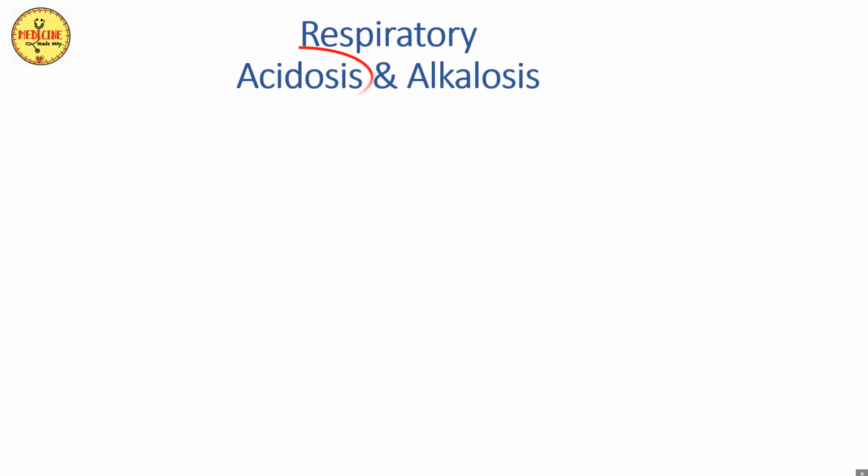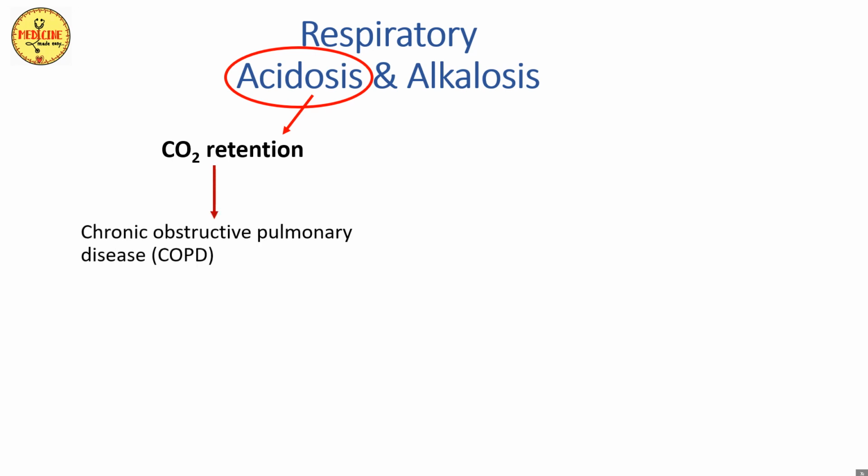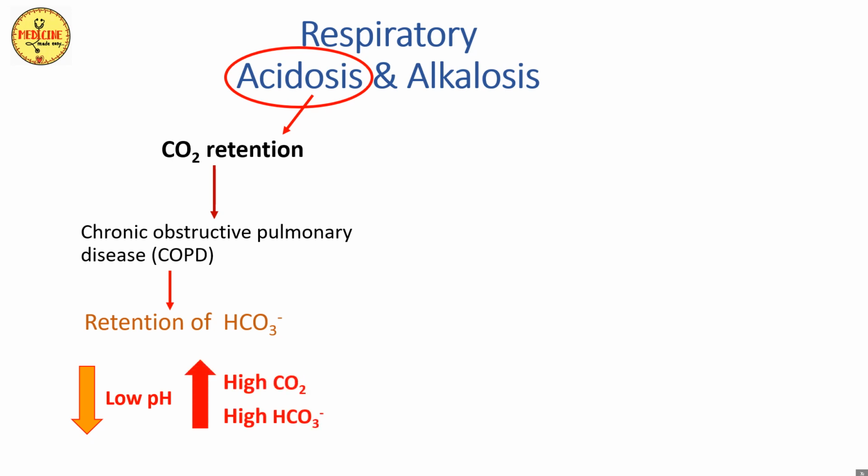Let's start with respiratory acidosis. This happens when you have carbon dioxide retention. One good example would be COPD, or chronic obstructive pulmonary disease, where you retain carbon dioxide. As a compensatory mechanism to this, your kidneys will try to retain bicarbonate, which will be your metabolic compensation. So in summary, when you have respiratory acidosis, you have low pH and high CO2 and bicarbonate ion concentration.